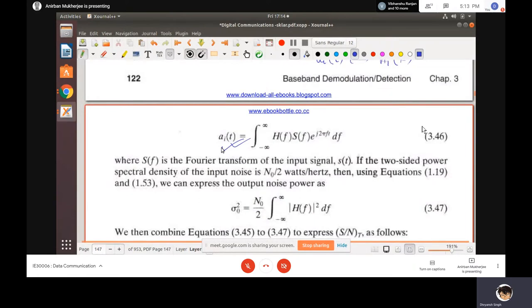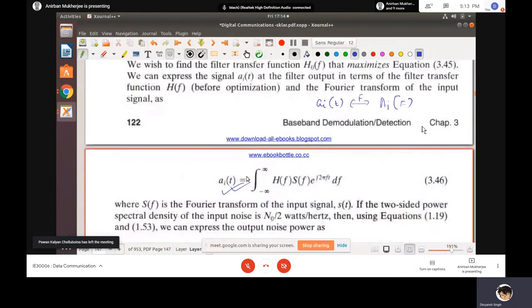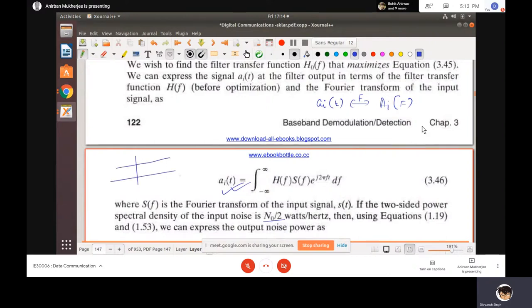Now for the noise, it is an additive white noise, and I am assuming that the two-sided PSD of the noise is flat, which is N0 by 2, because if you remember, we studied these things when we were talking about normalized signal to noise ratio. That means the power spectral density of the noise, P(f), is in watt per hertz.